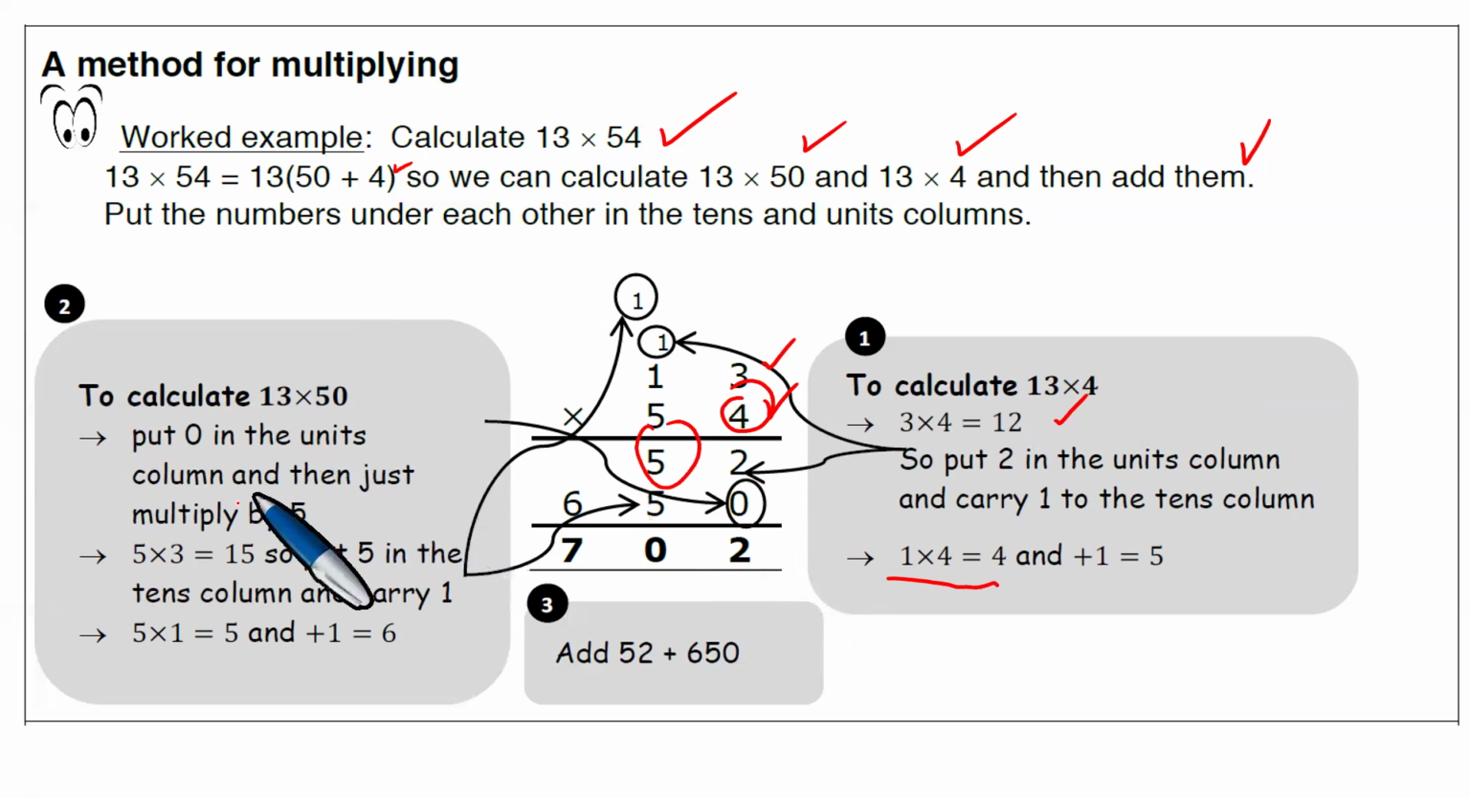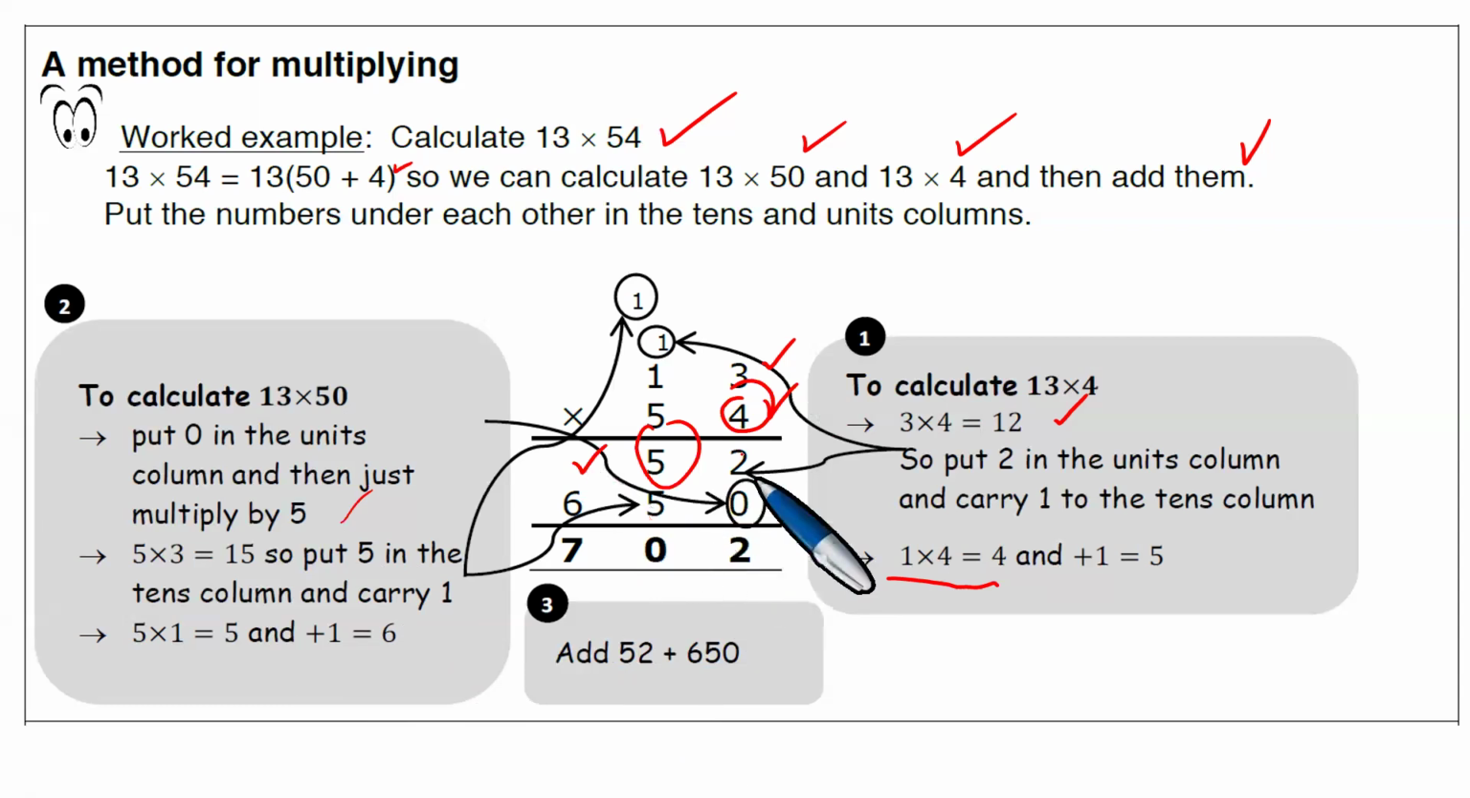and put your 0 in the units column, then just multiply by 5. You have 5, so just multiply by 5. You have 5 by 3, that gives you 15. So you put 5, then you carry 1 in the tens column. And then you have 5 by 1, which gives 5, plus 1, you get a 6 there.